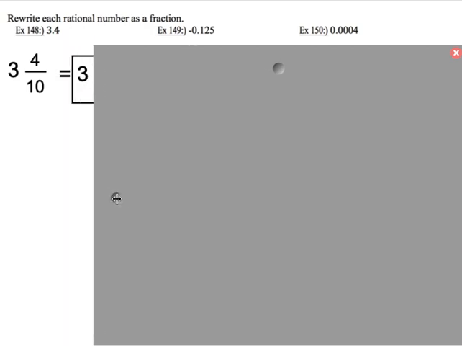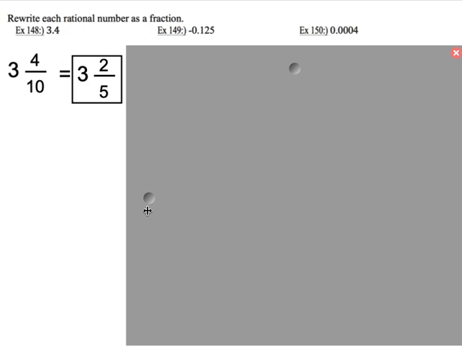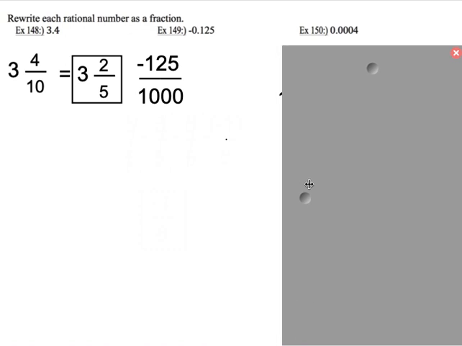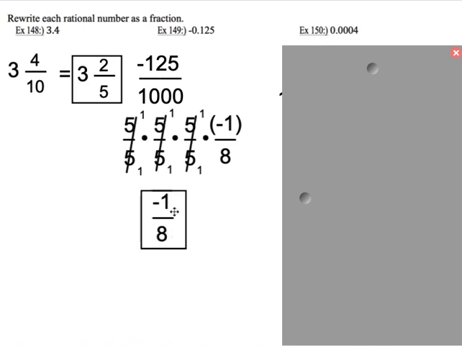Anyway, this reduces nicely. 4 tenths reduces to 2 fifths, so this is 3 and 2 fifths. Okay, next example. Negative 0.125. Okay, first recognize that since there are 3 decimal places, we put it over 1,000, negative 125 over 1,000. And reducing this, I realize that 125, that's 5 times 5 times 5. There's a negative 1 in there because it's a negative 125. And 1,000, 5 times 5 times 5 times 8. And this allows us to get rid of all those 5's. And we're left with negative 1/8 as our fraction.